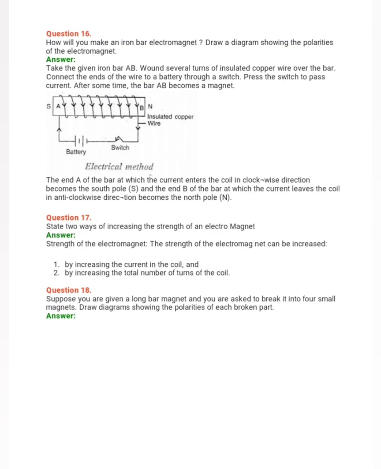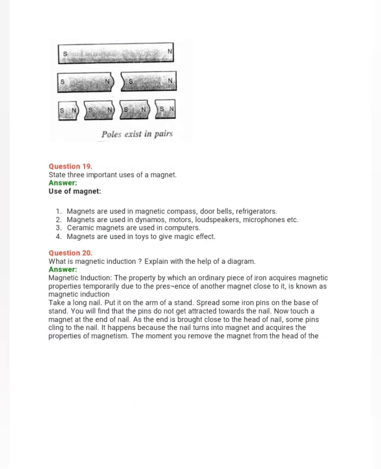Question 18. Suppose you are given a long bar magnet and you are asked to break it into 4 small magnets. Draw diagrams showing the polarities of each broken part. Answer 18. Here is the diagram, children. Poles exist in pairs. Make a note. And this is how the answer will be attempted.